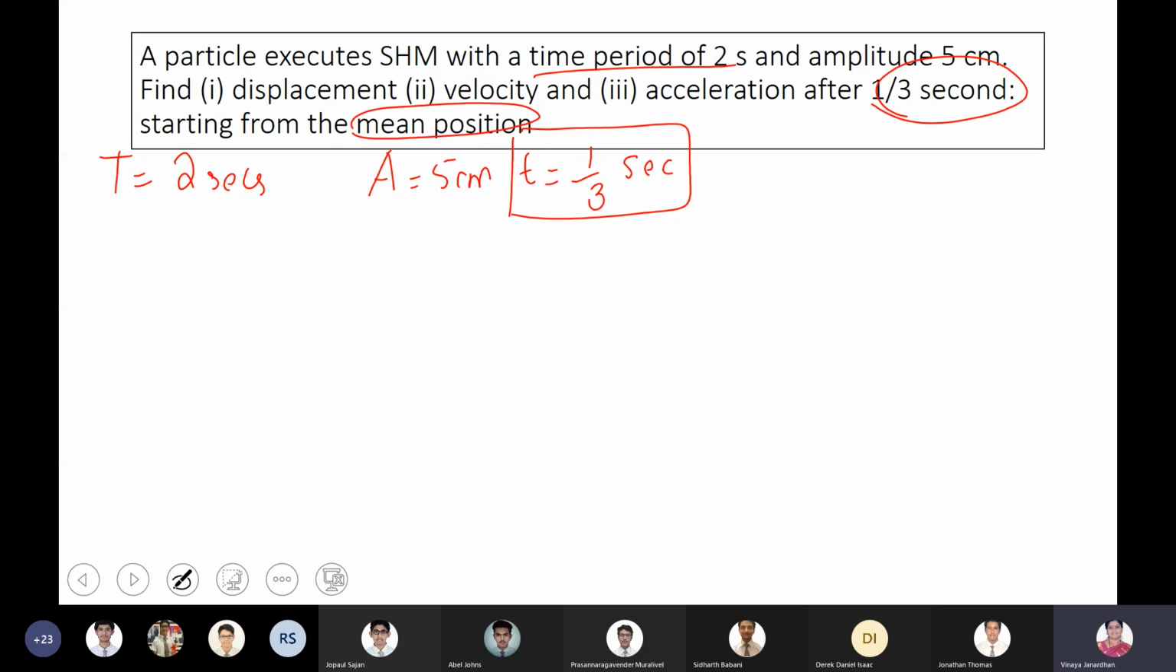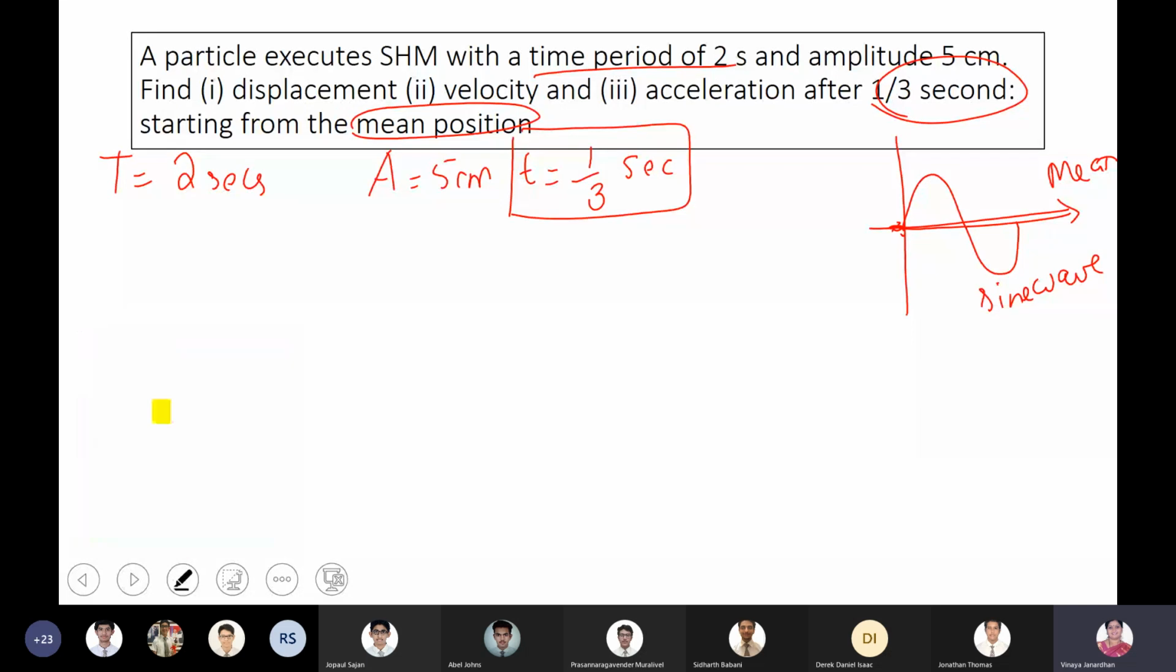Please understand, mean position means rest position. So always, if it starts from mean position, this is how your wave will look. The particle is executing simple harmonic motion. It starts from mean position. Your x-axis always represents your mean position. So it is a sine wave. So your displacement has to be represented in terms of what? Sine function. This is the key point here.